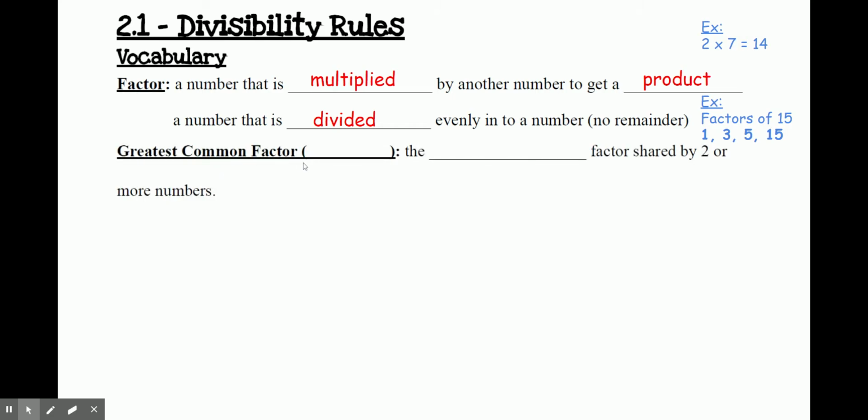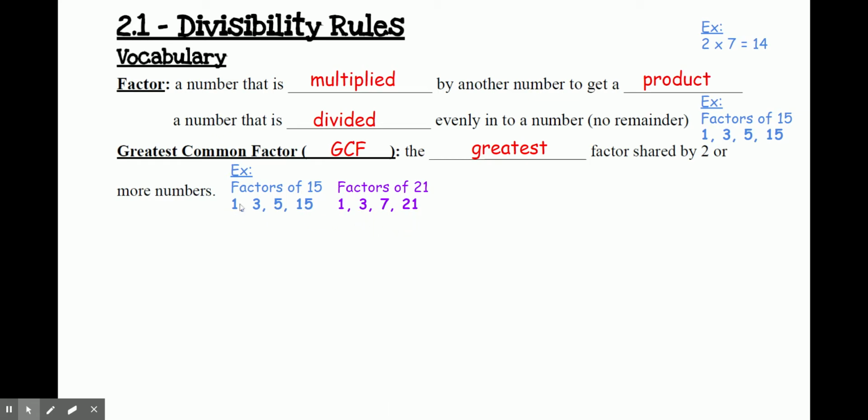A greatest common factor, or GCF for short. A GCF is the greatest factor shared by two or more numbers. So you're going to have two numbers, like 15 and 21. If you wanted to know the GCF of those two numbers, let's take a look at the factors. The factors of 15 are 1, 3, 5, and 15, just like we learned before. Factors of 21 are 1, 3, 7, and 21.